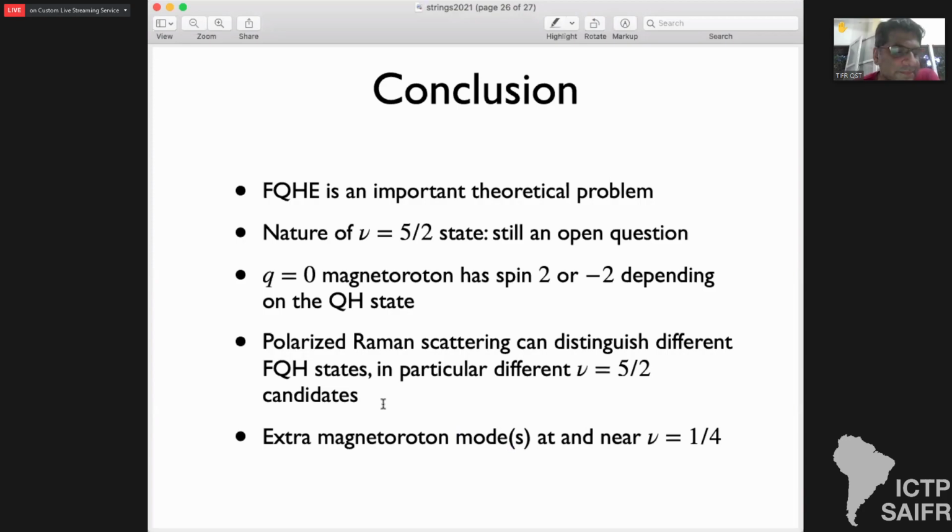Most of the theoretical treatment of the five-half state is actually done in that limit. One can be bothered by the fact that there are two filled Landau levels, and the next Landau level is half filled. But these two filled Landau levels are basically inert. They decouple, and all the interesting physics happens in the next two lowest Landau levels. So this limit is still sensible. M goes to zero for the nu equals five-half state, and that is where most of the numerics has been done. Thank you.